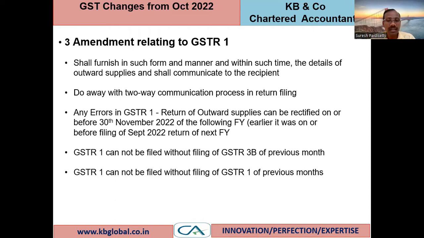Earlier there was a proposal of two-way communication between the recipient and seller, so that they do away with this communication process in written filing. But they dropped that two-way communication process. And third one, any errors in GSTR 1, return of outward supplies, can be rectified on or before 30th November of the following financial year. Earlier, it was on or before filing of the September return of the next financial year.